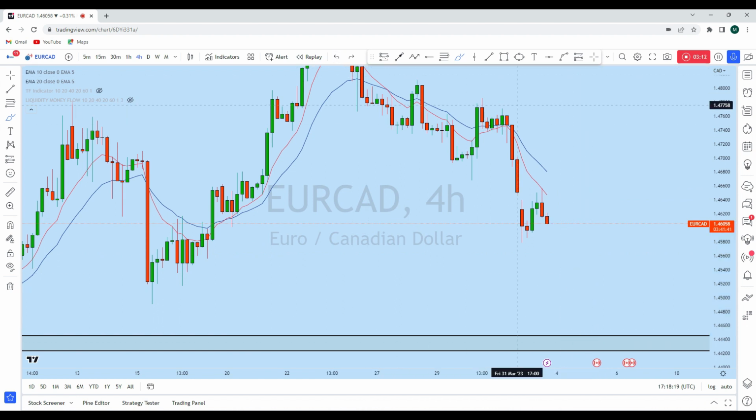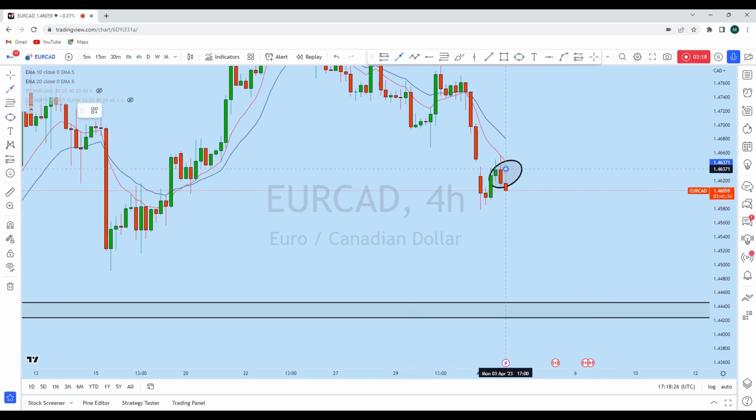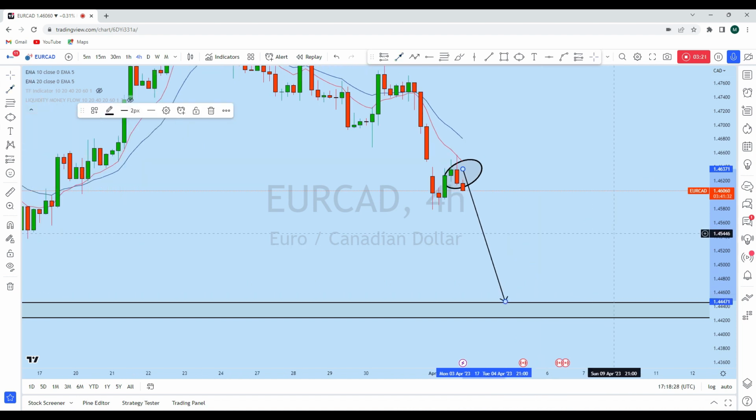So this is the zone where we are going short on EURCAD. As we have already seen a bearish engulfer, we will be going short on EURCAD to this level with a high probability trade setup with our students.